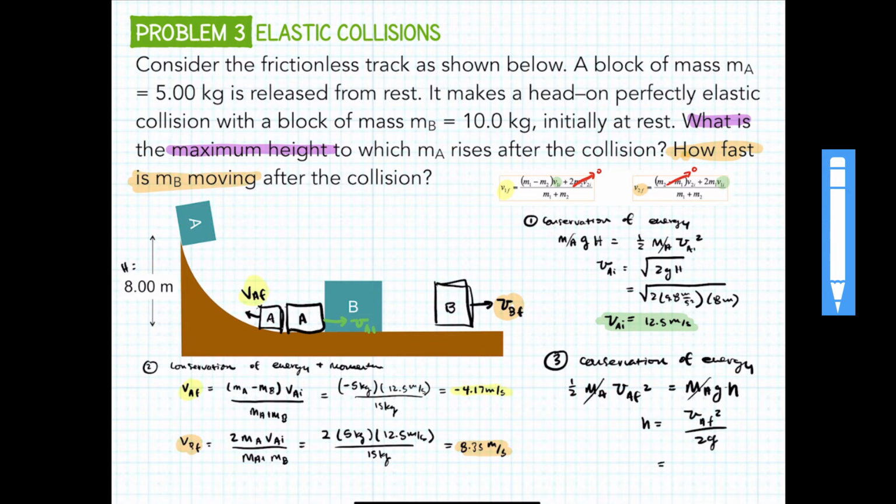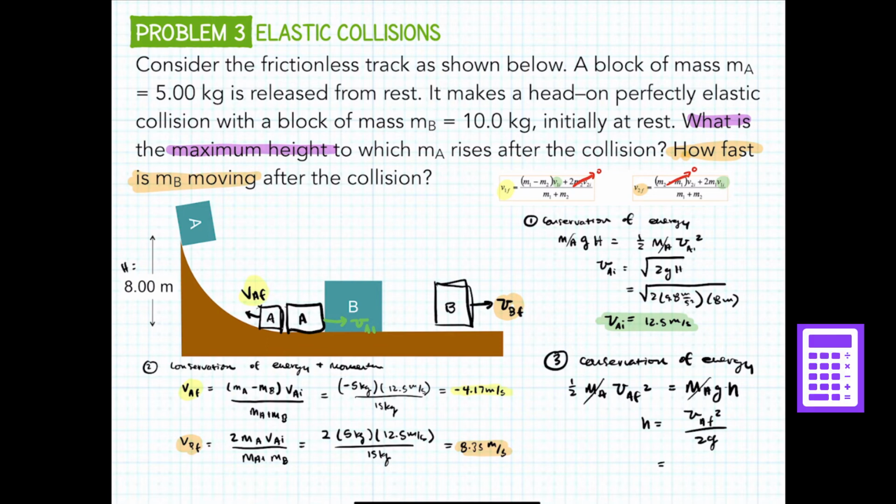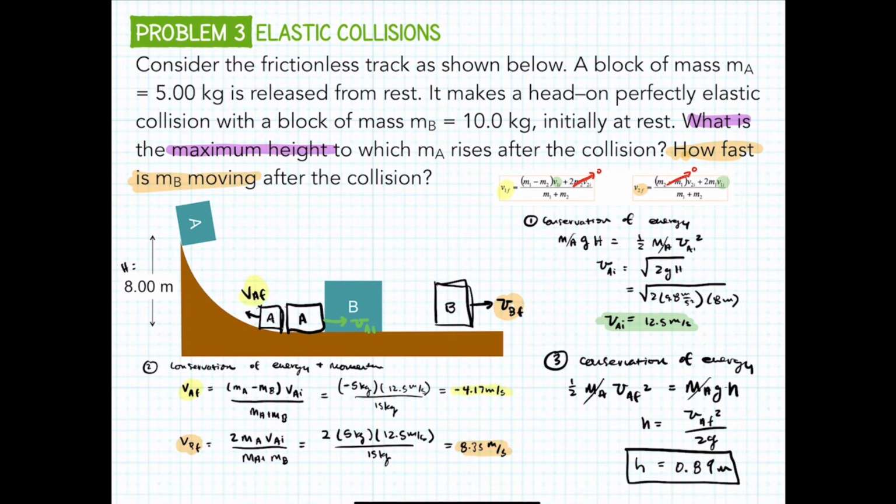I'm not going to write the numbers just because we're out of space over here. But when you do that, first off, do you expect it to be higher or lower than 8 meters? Lower. Why? Do you have the same amount of energy you started with? No. What happened to that energy? Yeah, some of it got transferred to block B. Block B has a lot more mass, so this block A had to turn all the way around, so you expect it to be lower, and you end up with 0.89 meters. So it's not going to go very high at all, okay?